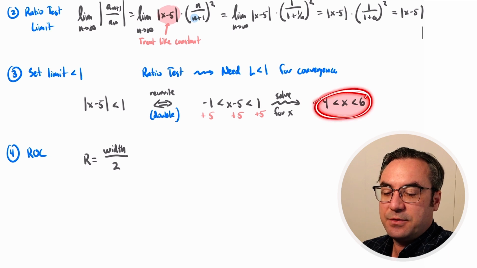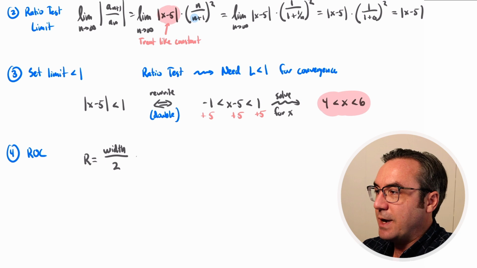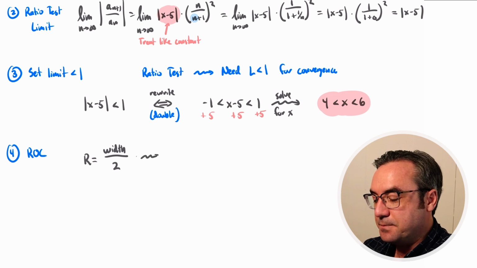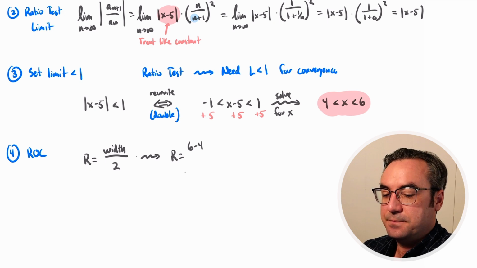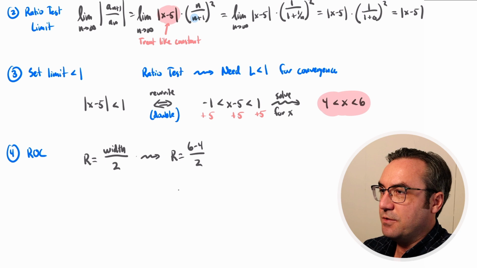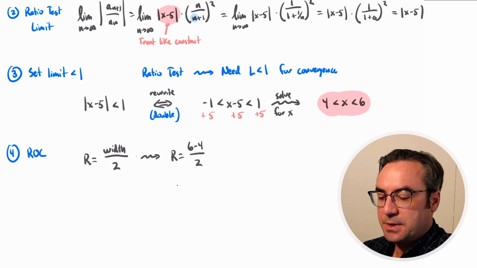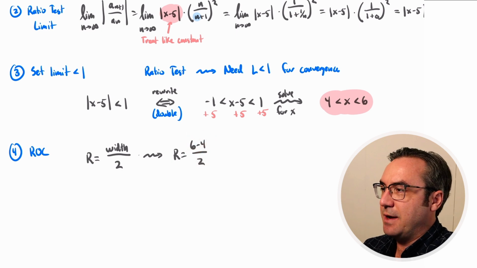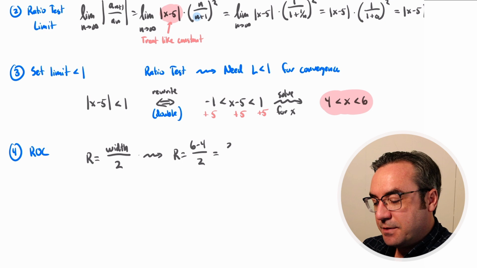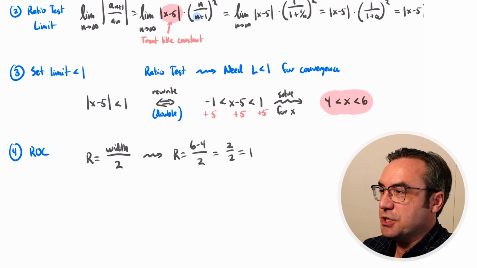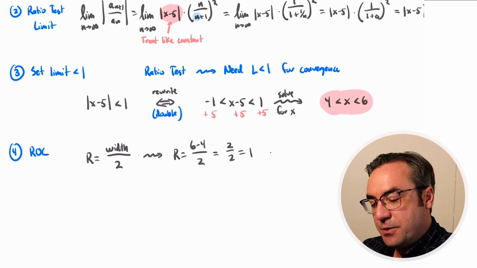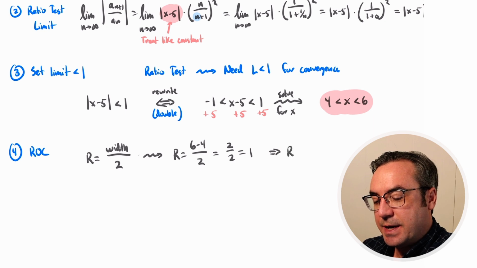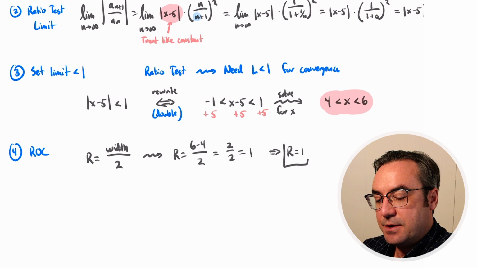So how do we calculate the width of this? Well, we just subtract the two endpoints. So the width here is going to be 6 minus 4, and then we're going to divide that result by 2. So 6 minus 4 is kind of like the diameter, and then to get the radius, we're just dividing by 2. If we calculate this, we end up with 2 over 2, which is just 1. So that is our radius of convergence. The radius of convergence here is 1.